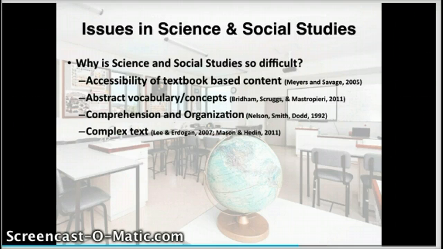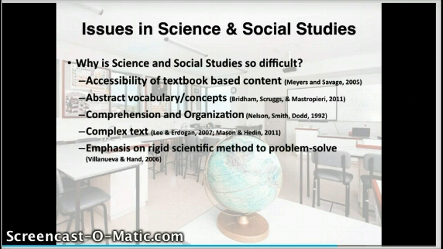Text is complex. In science and social studies, we are in a learning-through-reading, reading-to-learn sort of mentality, where we are completely reliant, and overly reliant, on text in the learning process. And so if a student has difficulty reading, they're going to have a very difficult time in science and social studies. So we have to design and put strategies and practices in place that support them in that process.